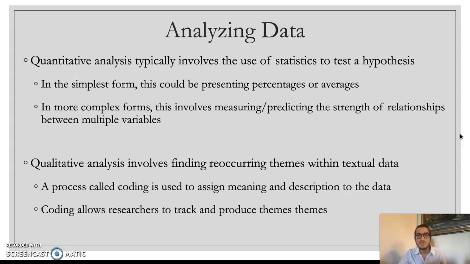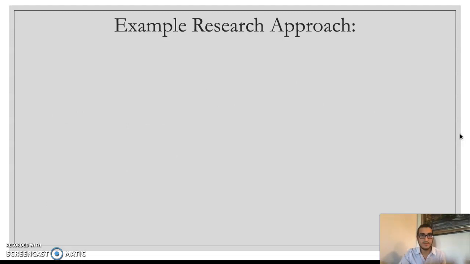Coding allows researchers to track and produce themes, and quantitative analysis, on the other hand, relies on statistics to determine whether or not there are significant relationships between variables. So qualitative analysis is typically used to address our research questions, which are exploratory and open-ended. Quantitative analysis is typically used to test our hypotheses, which are those predictive statements between two variables.